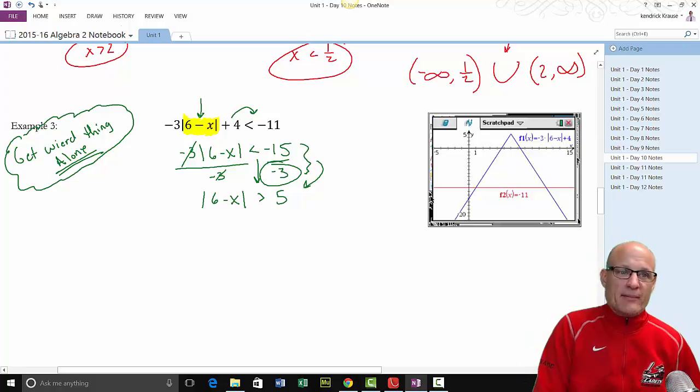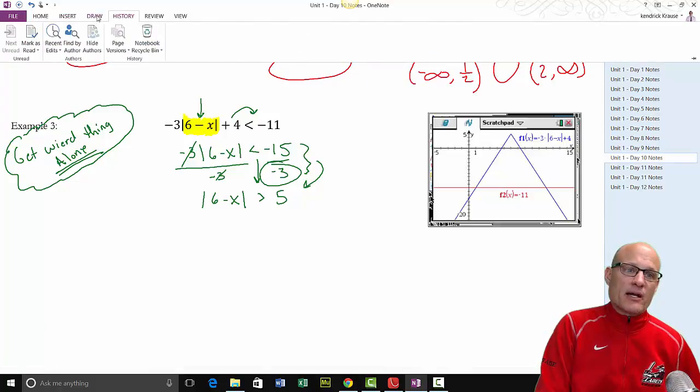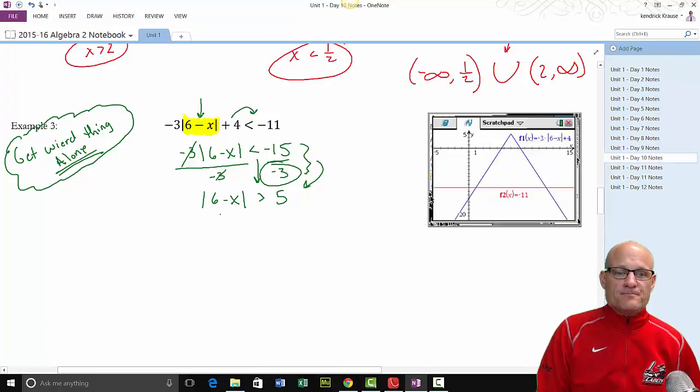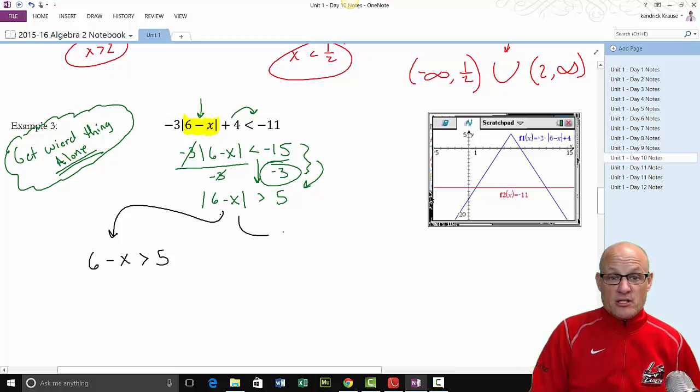We're in great shape. Let me go into black. Now we're going to split them up. 6 minus x is greater than 5, the original. And flip it. Flip the sign: -5. All right, we're almost done.